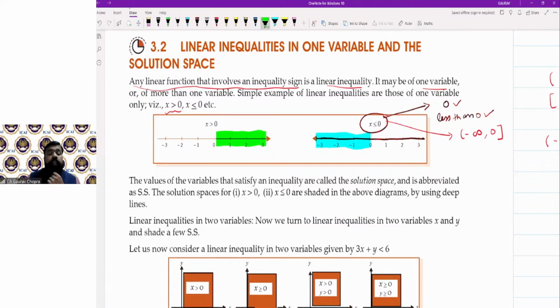So the required area will not touch 0. We will leave some space and then start. We will start from point 1 and go up to infinity. So whenever more than 0 is written, how to write it in brackets? We will write open bracket and then up to infinity. Since the second value is not defined, it will be up to infinity. Okay.